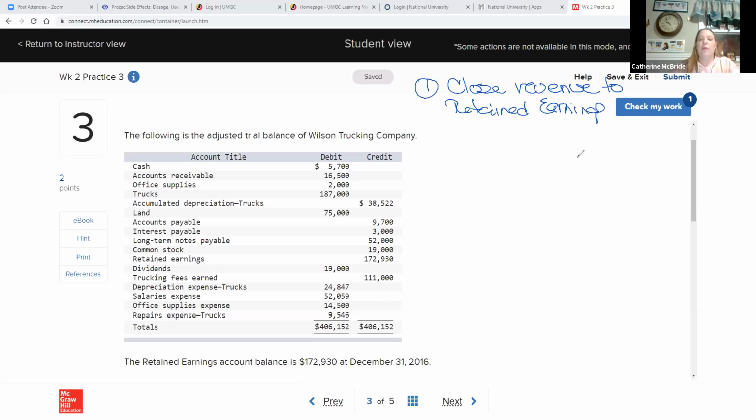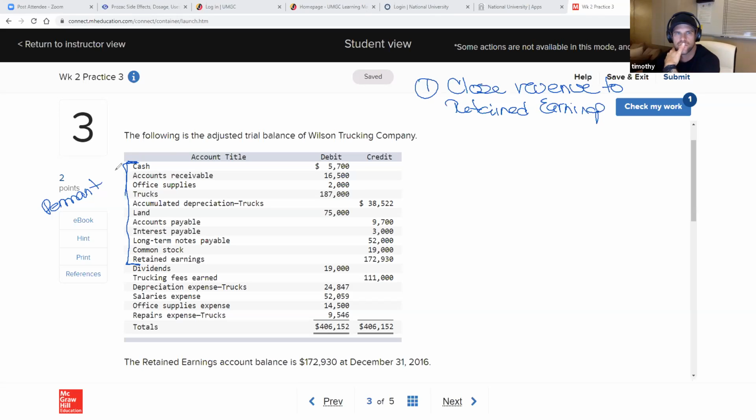So if we want to close revenue to retained earnings, we're going to go down here. So the first thing you're going to do is you don't do anything to permanent accounts. Permanent accounts are assets, liabilities, and equity, except for dividends. So these are permanent accounts. So we're not going to do anything with these. You can't reduce cash to zero. That wouldn't make sense. What's wrong with me? All right, so these are the accounts we have to deal with.